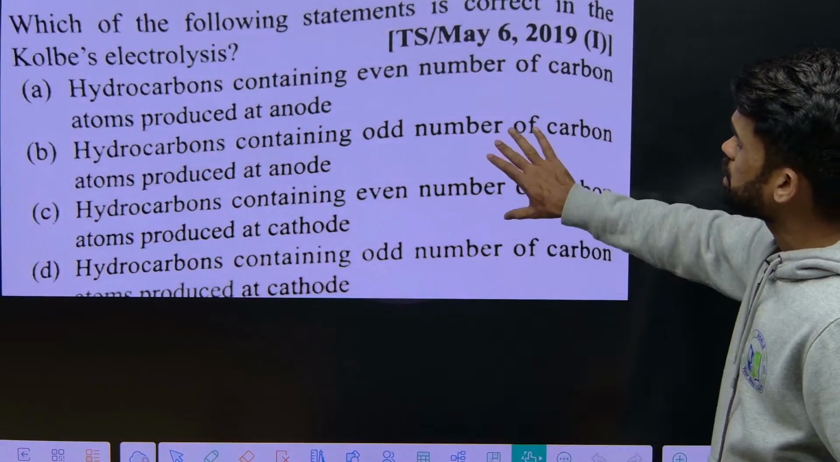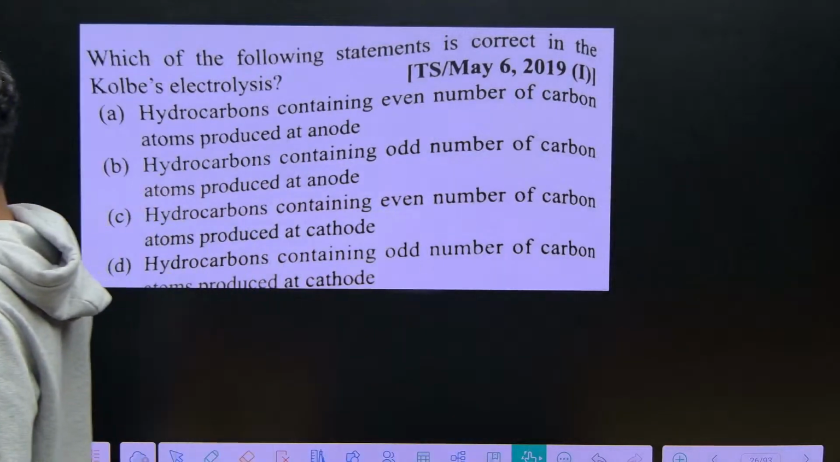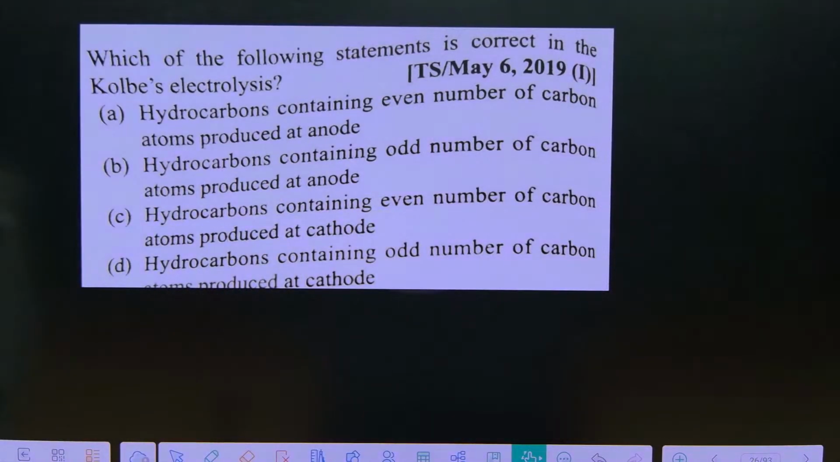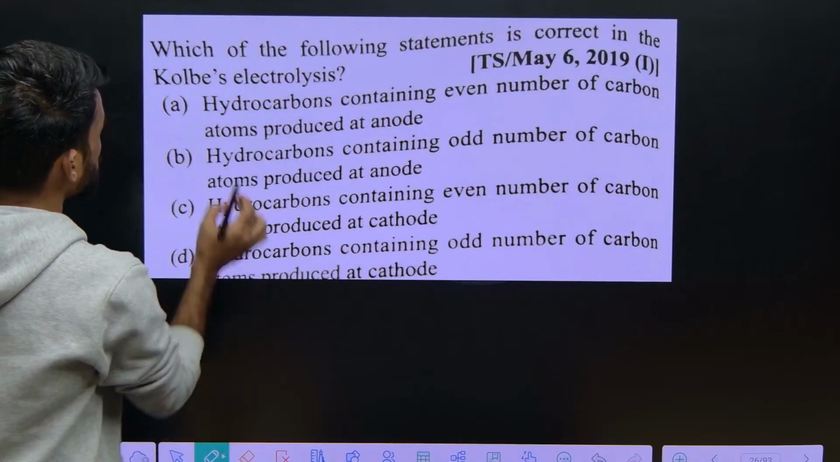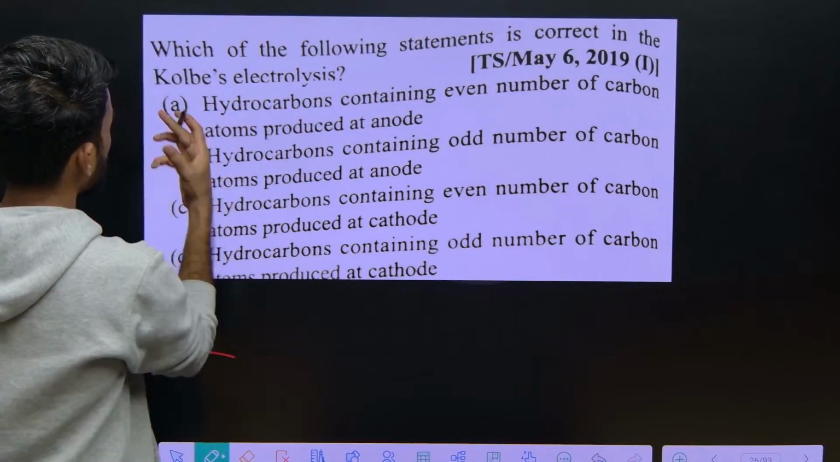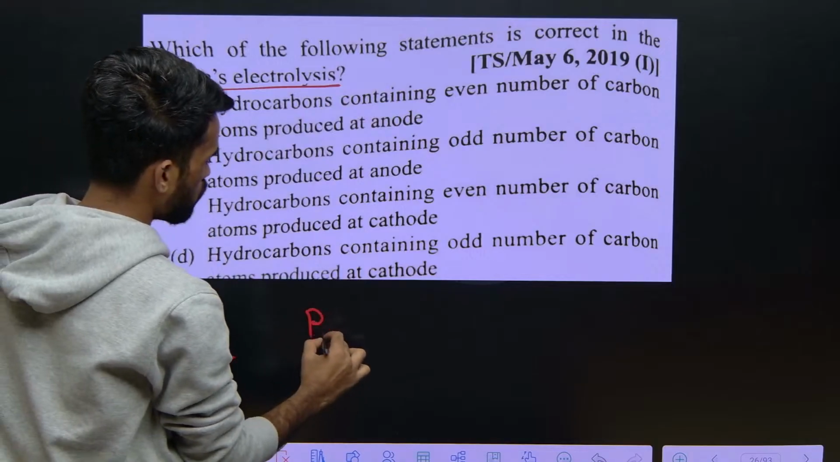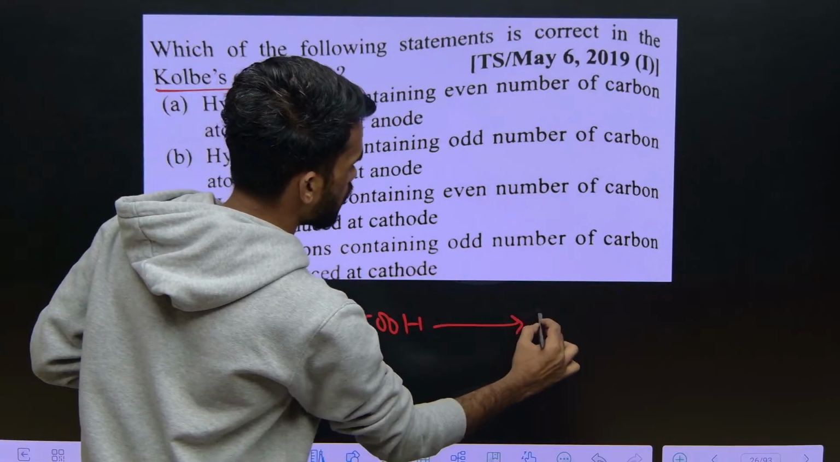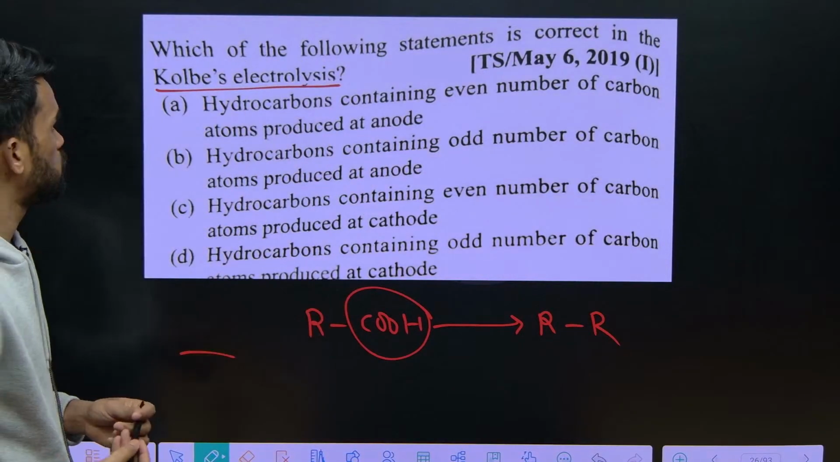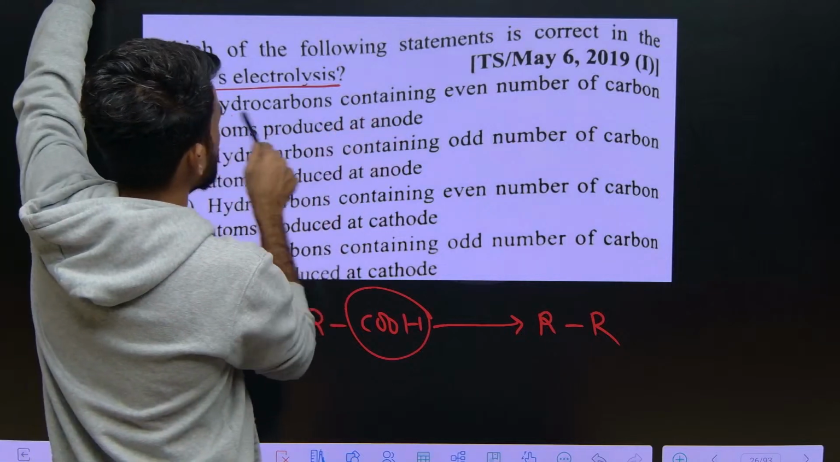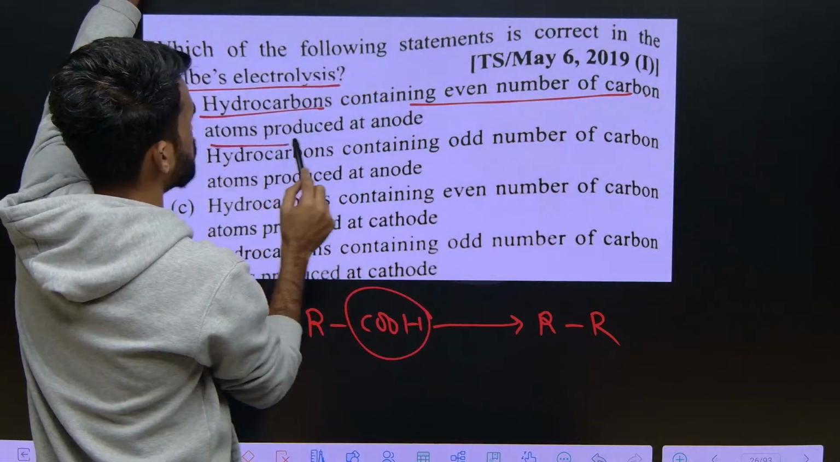Tell me what they are saying: which of the following statements is correct regarding Kolbe electrolysis. How can you answer this? Tell me. Very easy. Kolbe electrolysis is a process in which a carboxylic acid converts into an R-R kind of product. It means the COOH group, the carboxylic group, is removed. Hydrocarbons containing an even number of carbon atoms are produced at the anode.